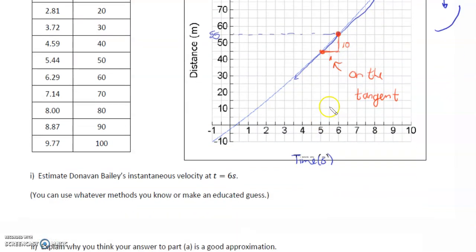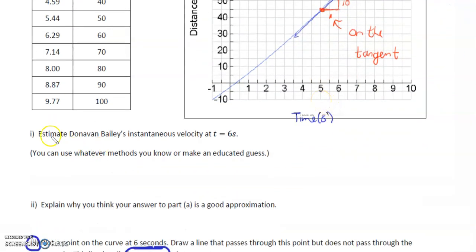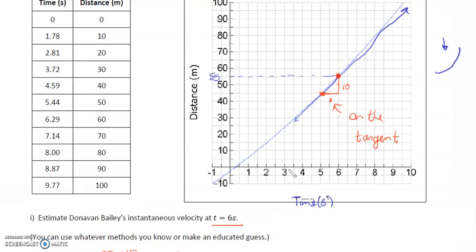So estimate Donovan Bailey's instantaneous rate of change at t equals 6 seconds. So m equals 55 minus 45 over 10 minus 1. Or sorry, why did I put 10 minus 1? I was thinking 10. It's 6 minus 5. Those are the points that we're using. And we get 10 over 1. So 10 meters per second. Okay?